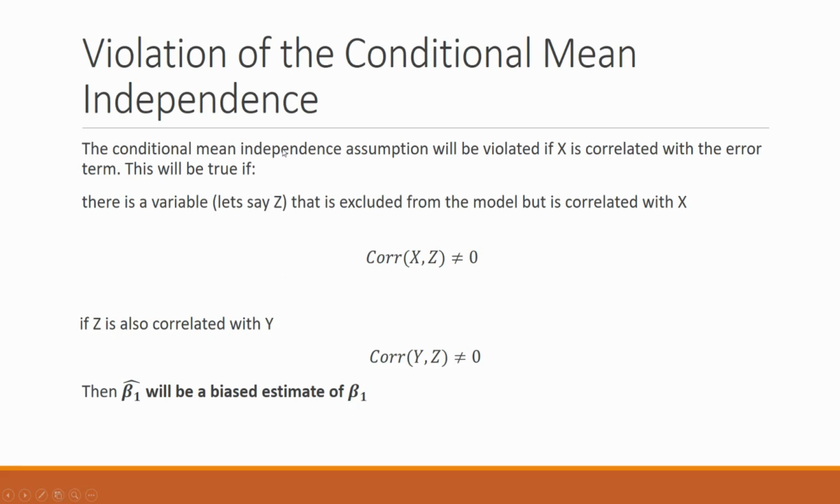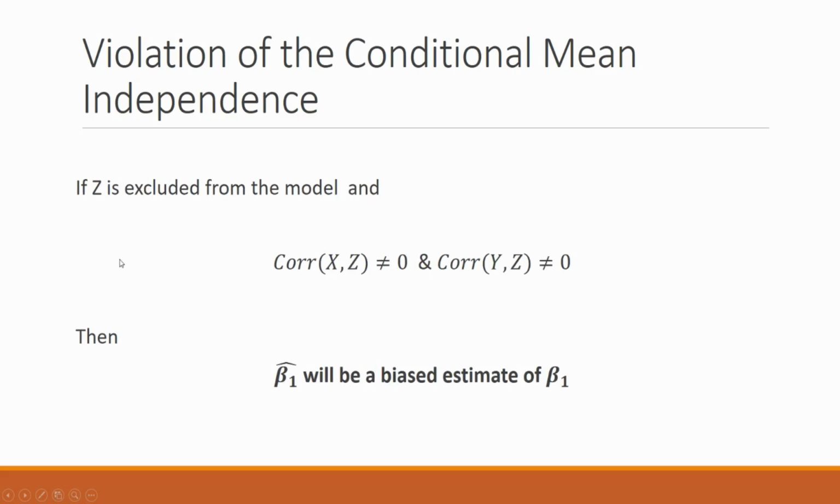So if the conditional mean independence assumption does not hold, which is to say that the omitted variable is correlated with the independent variable, and the omitted variable is also correlated with the dependent variable, then beta 1 hat will be a biased estimate of beta 1. All right, so if z is excluded from the model and these two conditions hold, then beta 1 hat will be a biased estimate of beta 1.